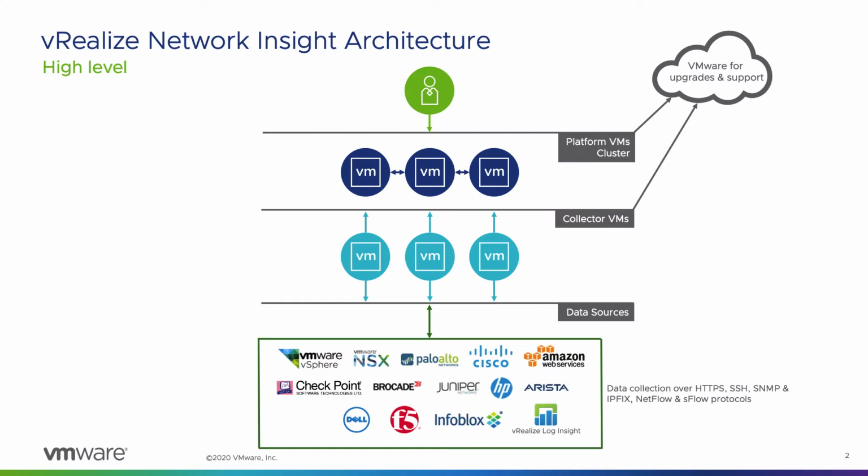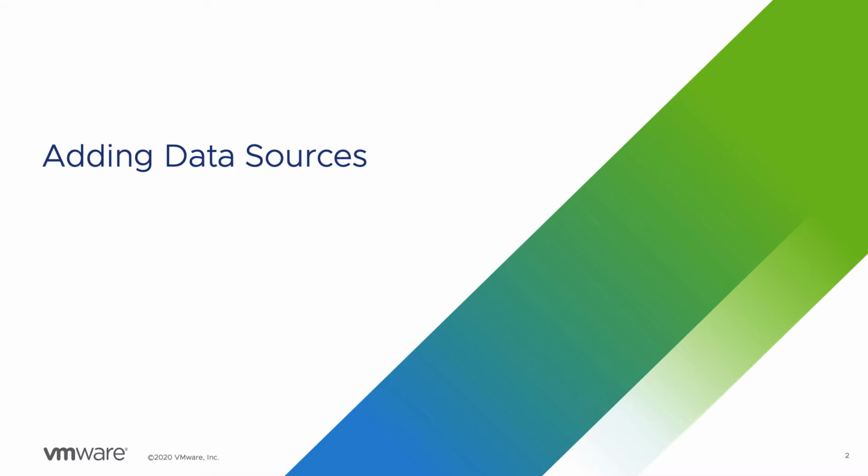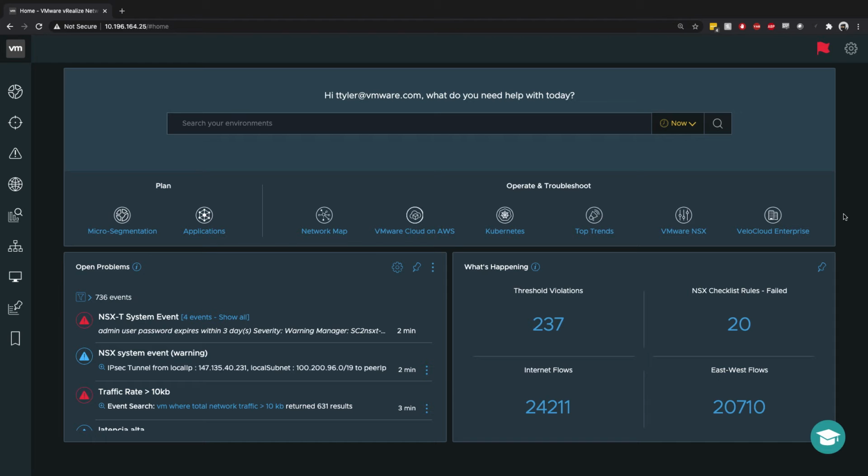The proxy will also listen for IPFix, NetFlow, or SFlow communications from data sources as well. This flow-related information can be used to analyze traffic patterns, define applications, or plan for microsegmentation with NSX. For more information regarding the deployment of Network Insight or requirements for supported data sources, please see the documentation on docs.vmware.com. Jumping back to the Network Insight user interface, I'd like to show you how to add data sources.